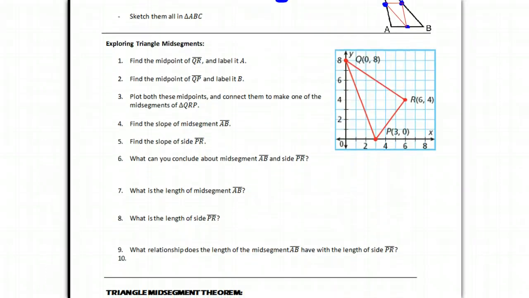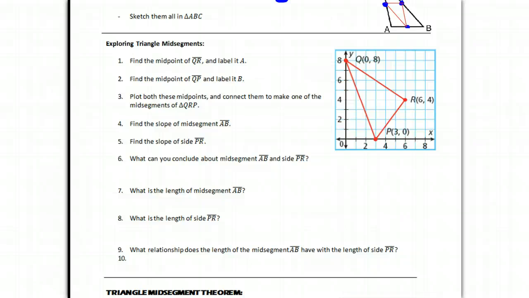So we're going to take a look at just an example of what happens when you have a triangle and you're trying to find midsegments. So the first thing it says, find the midpoint of QR and label it A. We don't have to do all the formulas out for this, since they're pretty neat integer coordinates here.